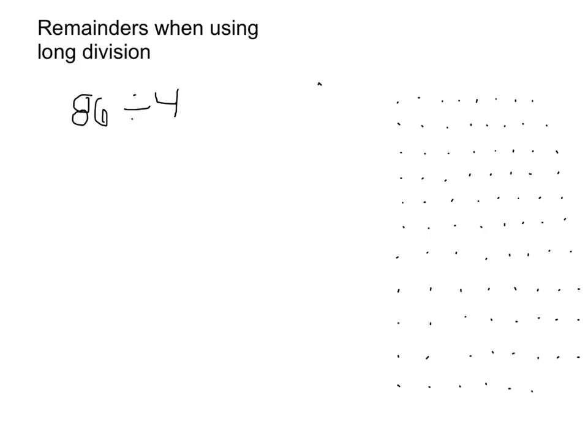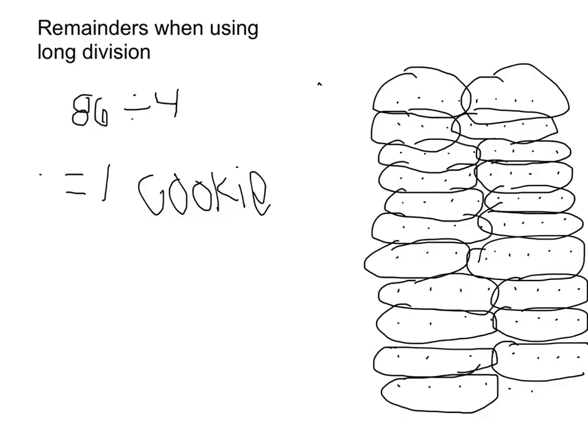So let's say that James has 86 cookies. He wants to give them out evenly to his 4 friends. So now using these dots, we're going to say that 1 dot equals 1 cookie. Now let's divide all 86 cookies into groups of 4. Once we have done this, we can count up our groups of 4.